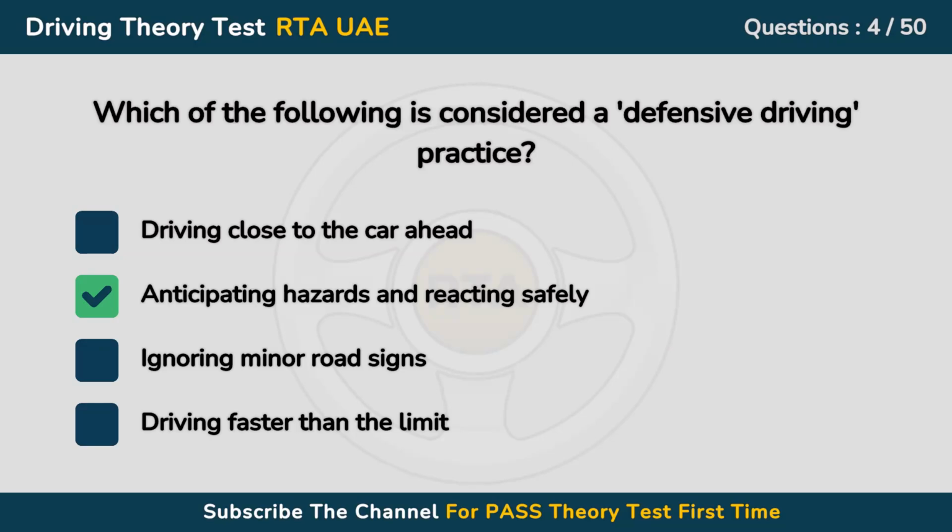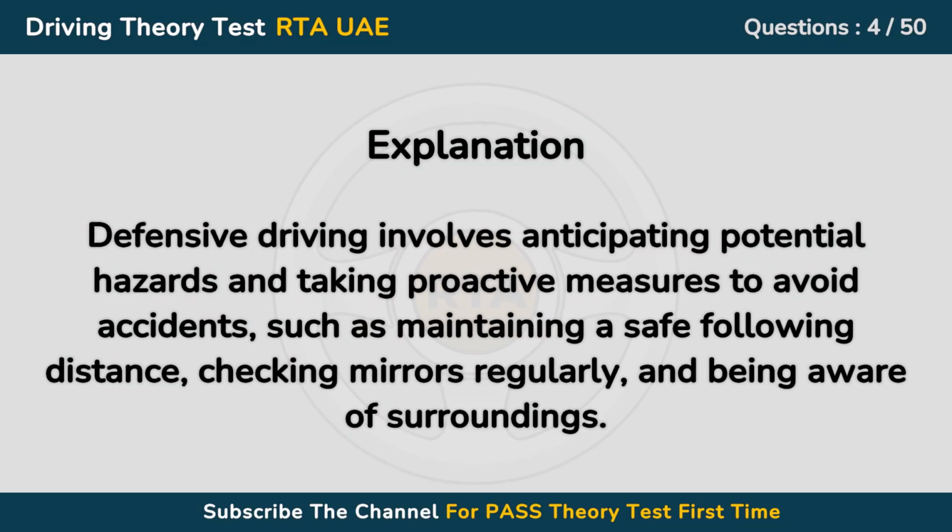Answer is B. Anticipating hazards and reacting safely. Defensive driving involves anticipating potential hazards and taking proactive measures to avoid accidents, such as maintaining a safe following distance, checking mirrors regularly, and being aware of surroundings.